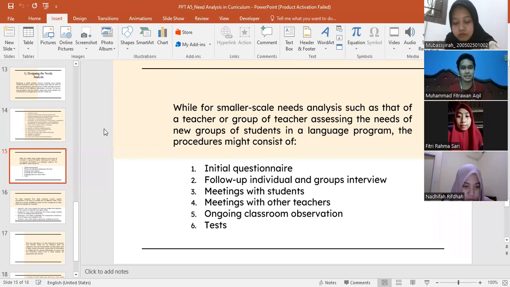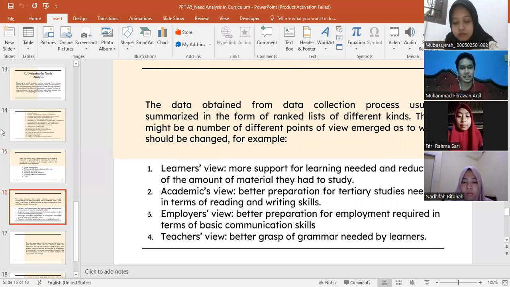Next is making use of the information obtained. The data obtained from the data collection process is usually summarized in the form of ranked lists of different kinds. Therefore, analysis and research would be needed to further understand what is implied by each answer. In fact, a number of different points of view might emerge as to what should be changed.